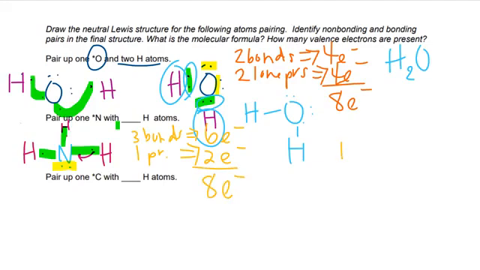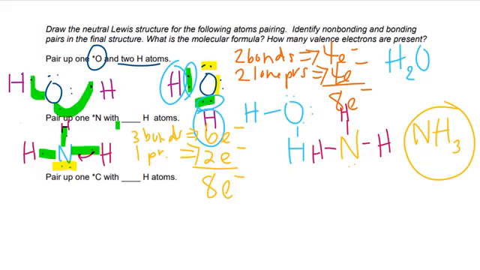So now let's draw our structure. We would have nitrogen with 3 hydrogens coming off of it and our lone pair. So my molecular formula would be 1 N and 3 H's, NH3. Again, if I looked at bonding, I would have 1, 2, 3, 4, 5, 6, 7, 8 outermost electrons. Now let's look at carbon and hydrogen.